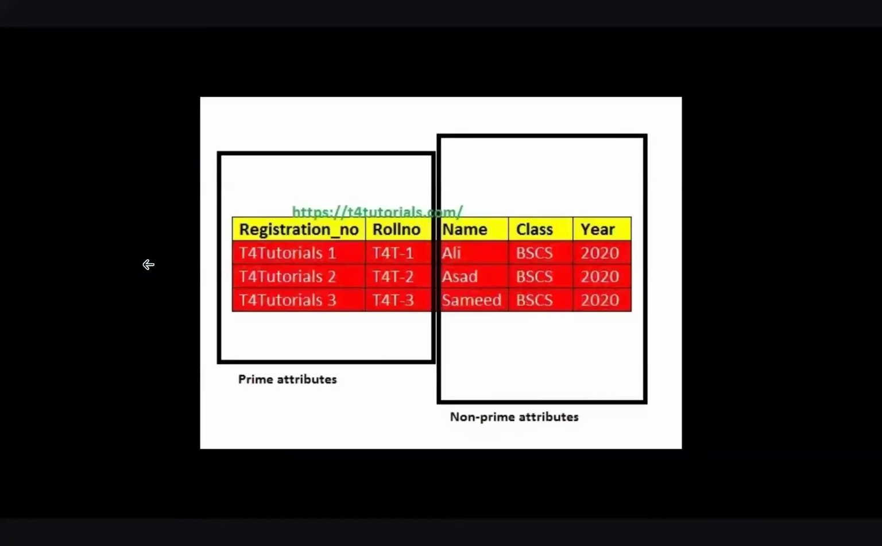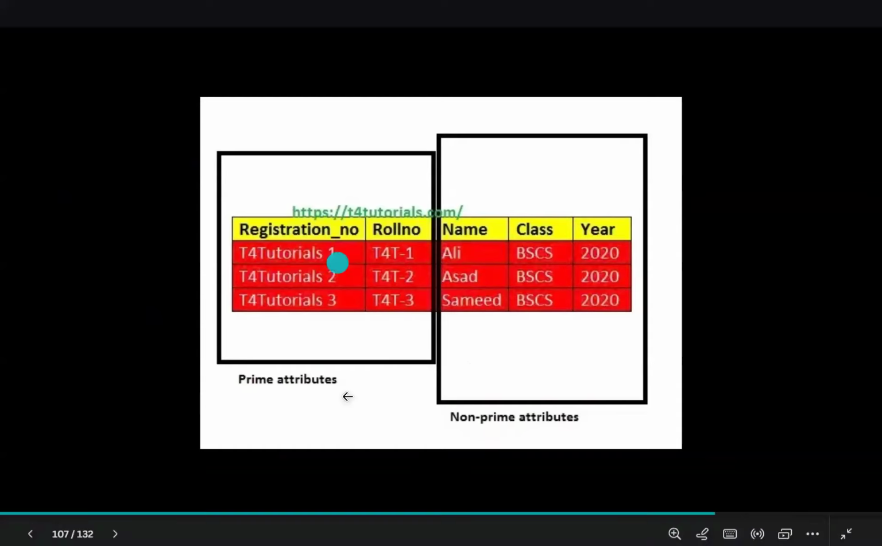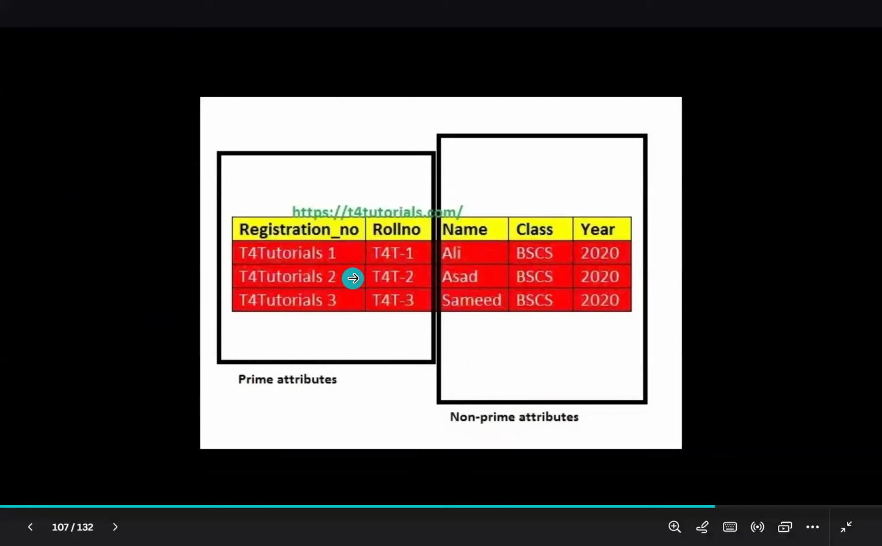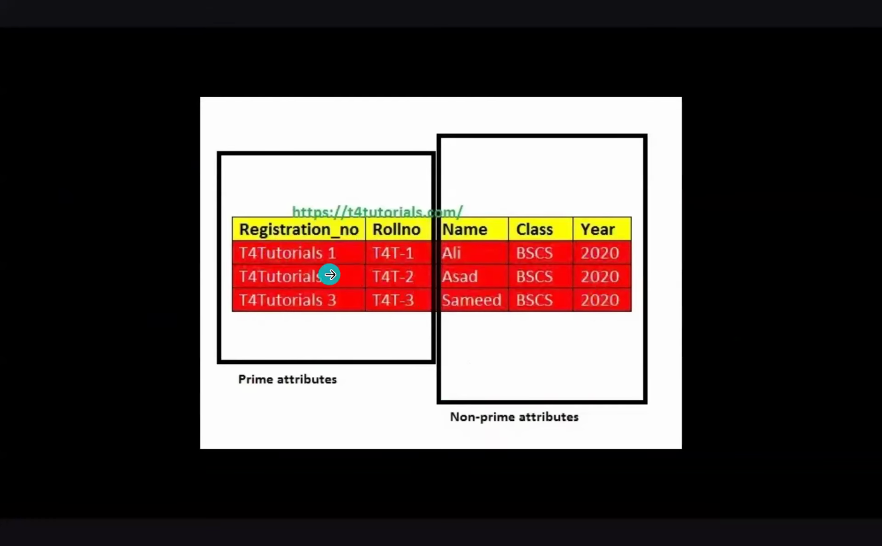Next, we have a concept called prime attributes and non-prime attributes. The ID columns, whatever ID columns we have, we call them prime attributes. The values that depend on these prime attributes are called non-prime attributes.